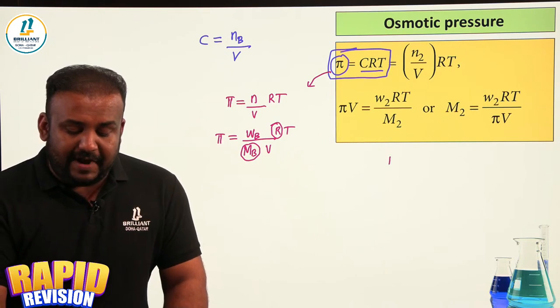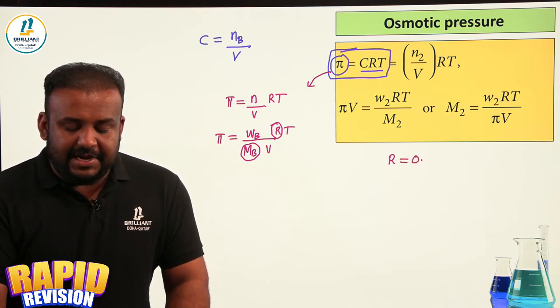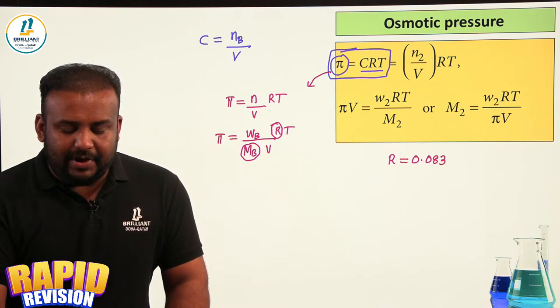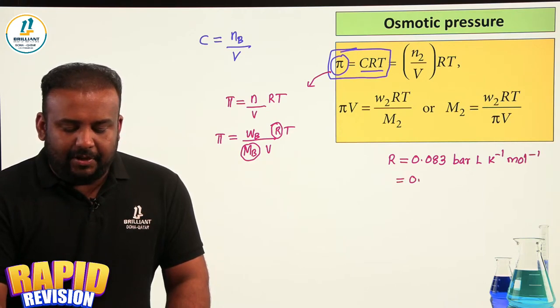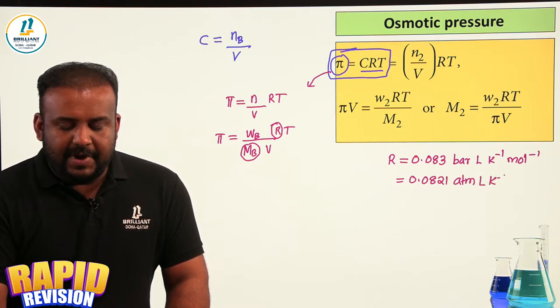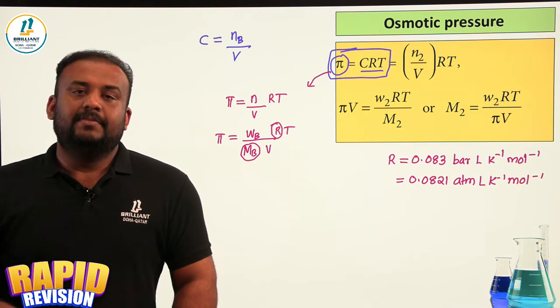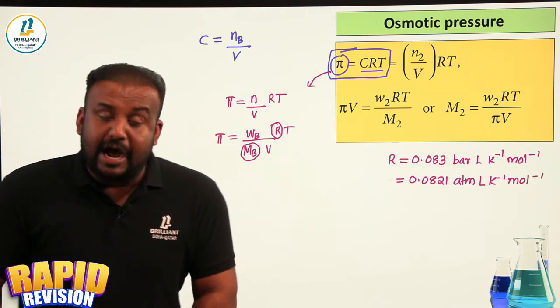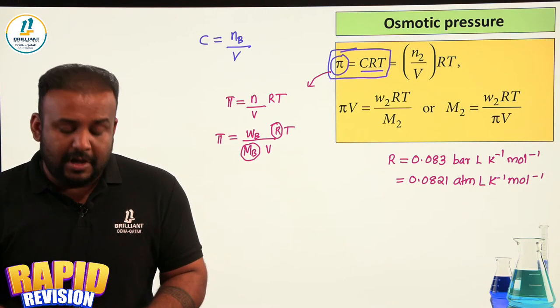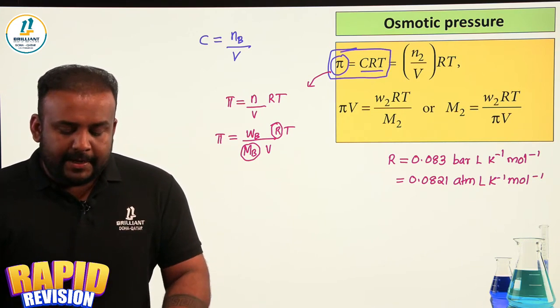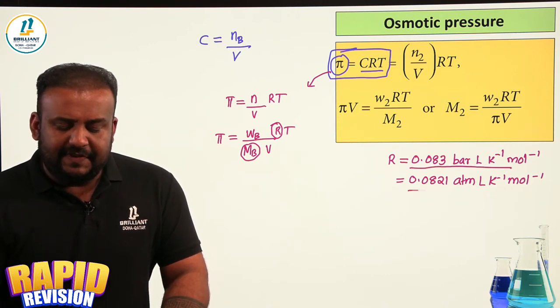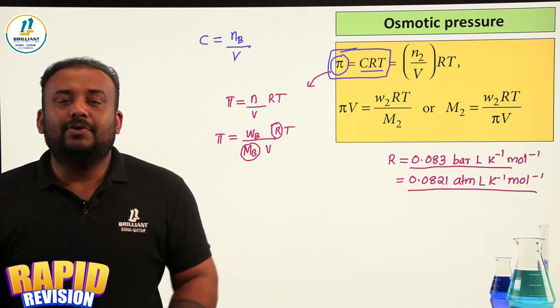So the value of R will be given in the question as either 0.083 bar liter per Kelvin per mole, or it will be given as 0.0821 atm liter per Kelvin per mole. These are the two values of R that you will be using in the calculation for osmotic pressure. Is that clear? See, most of the constants' values will be given in the question paper, so don't worry about it.